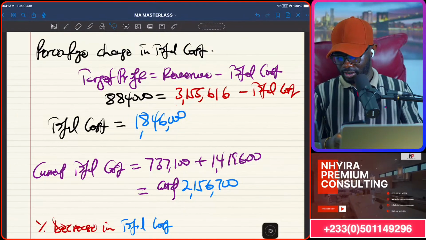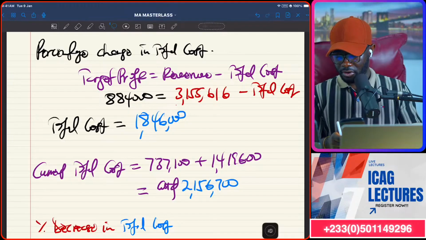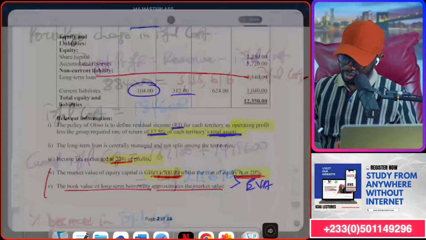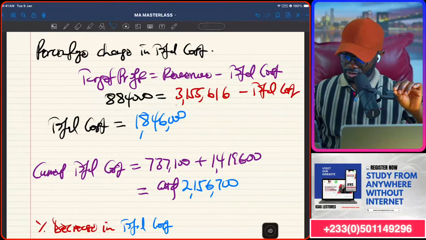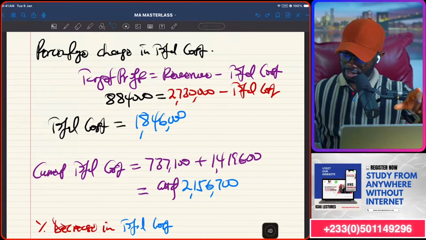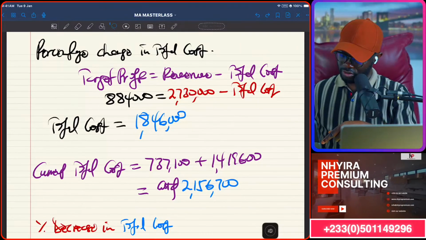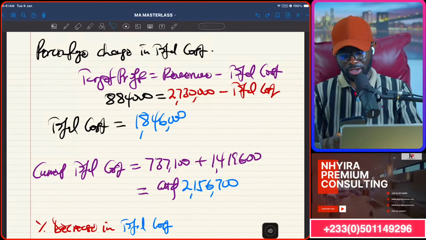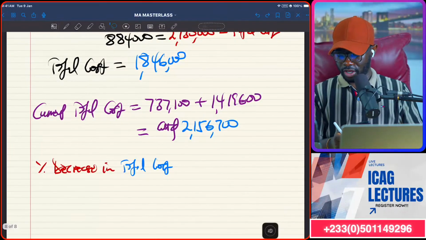Give me a sec, let me just confirm something. So our target profit is 884,000. Our revenue is currently 2730. So our total cost has to be this. So 2730 minus 884, 1846. Okay. So that should be our total cost.